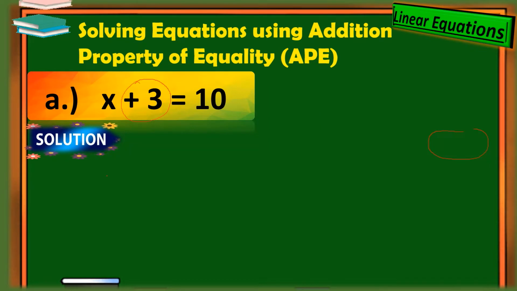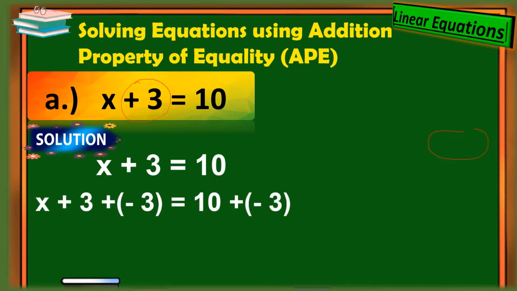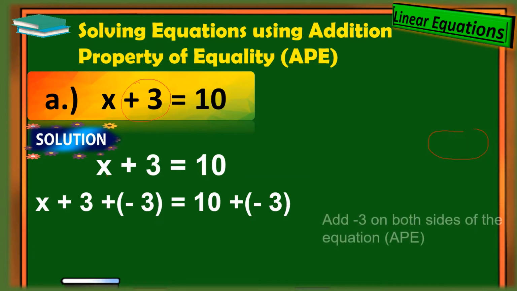So, for the solution, we have x plus 3 is equal to 10. Ano kayang gagawin natin para matanggal or maging 0 na yung positive 3 na yan or yung plus 3? Okay, look at this. So, naging x plus 3 plus negative 3 is equal to 10 plus negative 3. Ma'am, bakit ganyan?